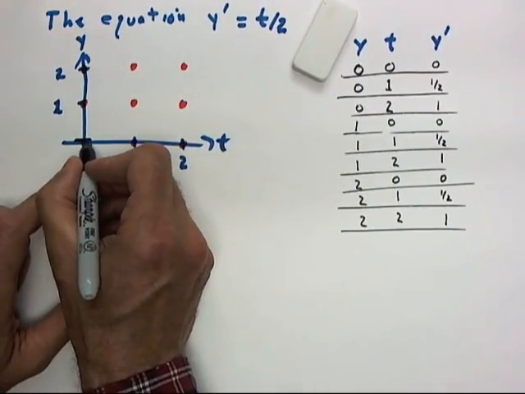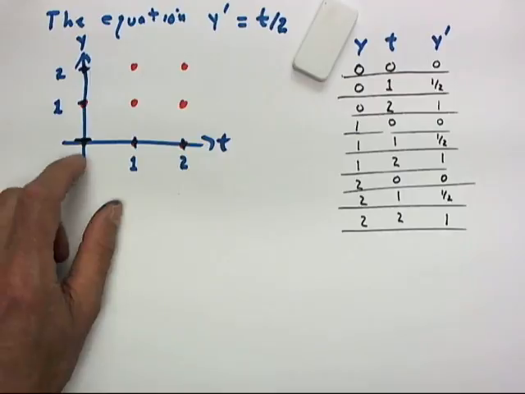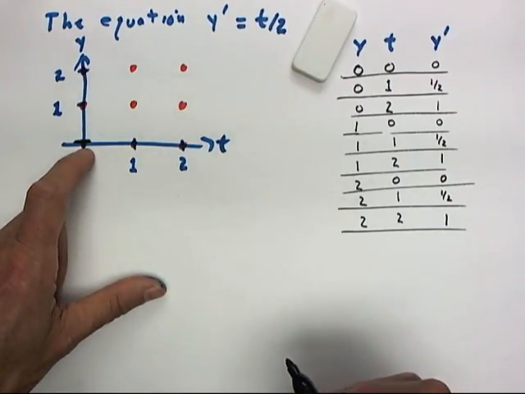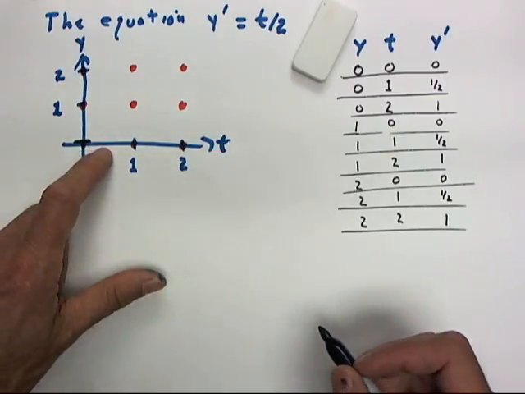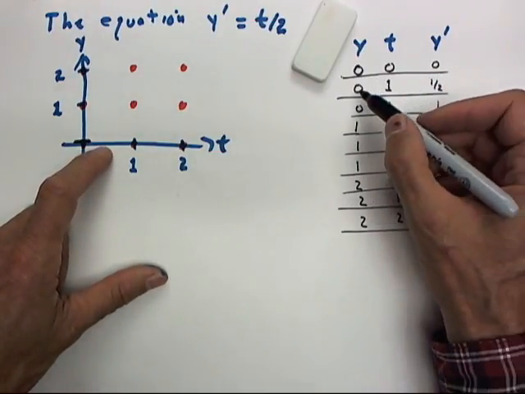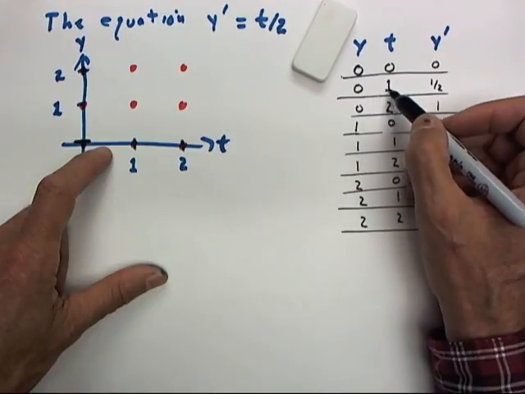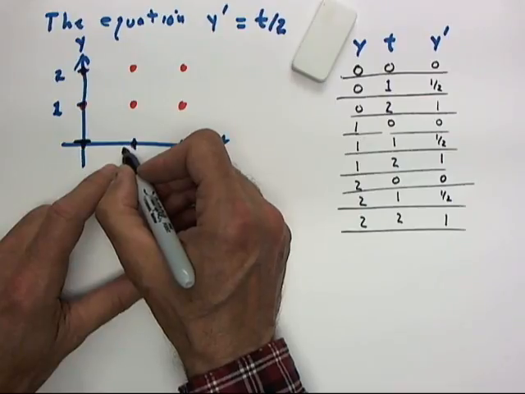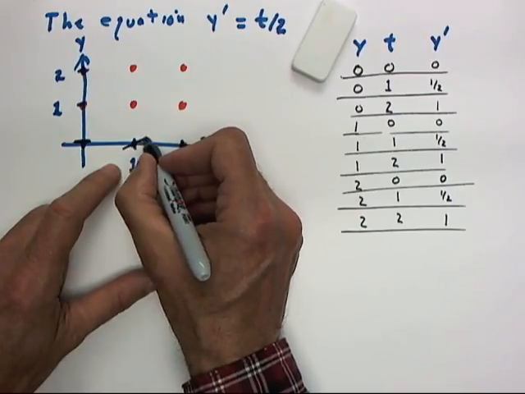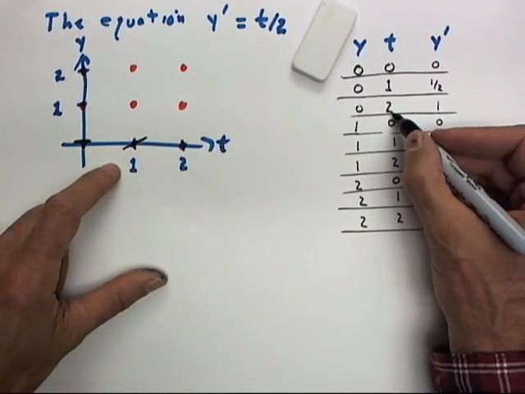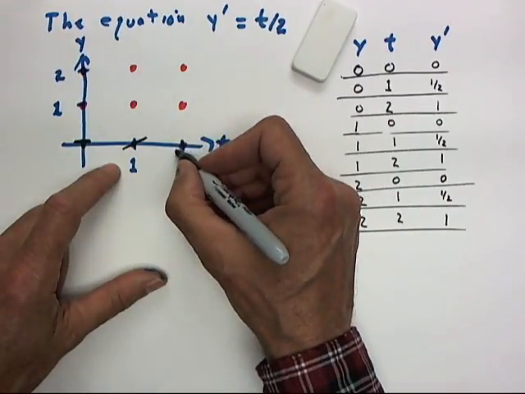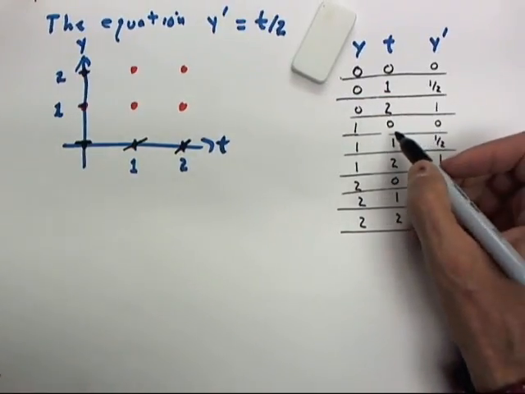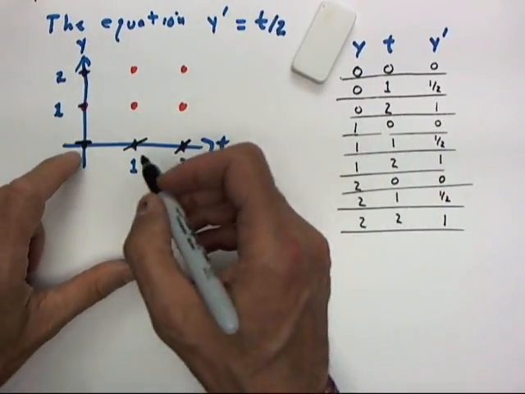So I'm going to indicate that just by drawing a kind of heavy black line just a little above the t-axis so that we can distinguish it from the blue line. And then when t is 1 and y is 0, our slope is 1/2. Well, t is 1, y is 0 here. Slope of 1/2 is about like so. At t equals 2, y equals 0, our slope is 1. At t equals 0, y equals 1, our slope is 0.